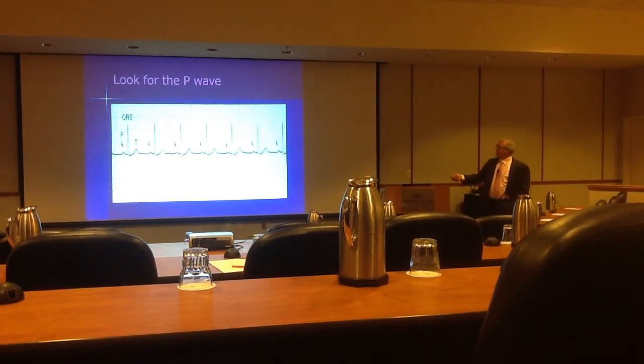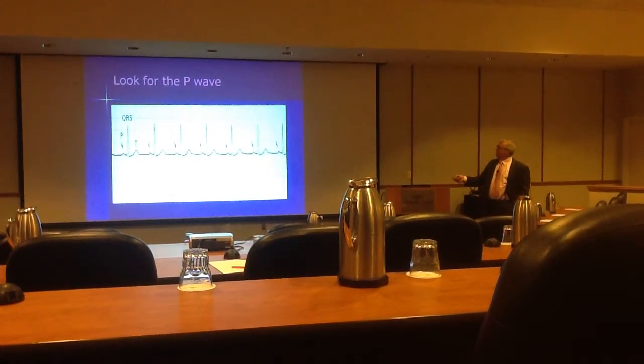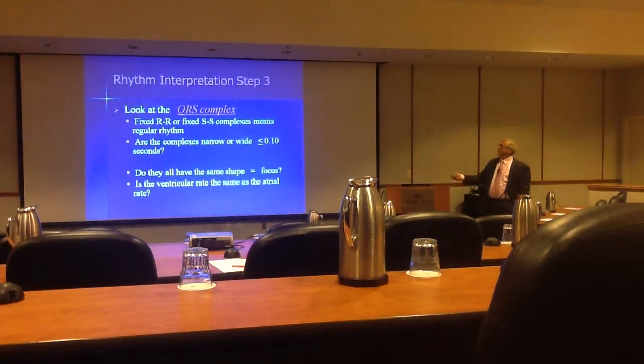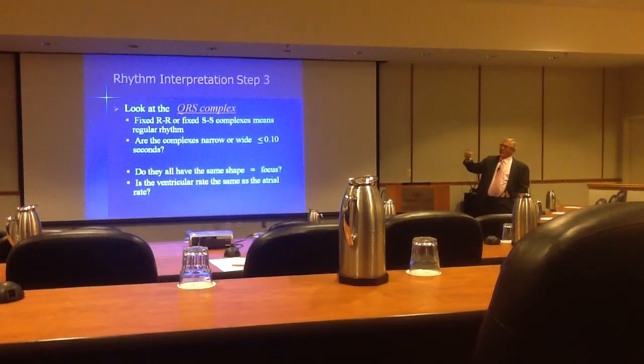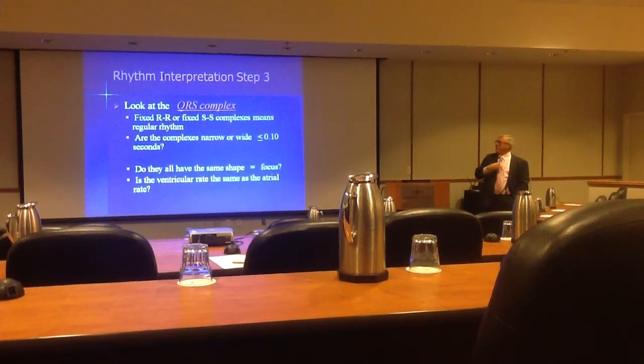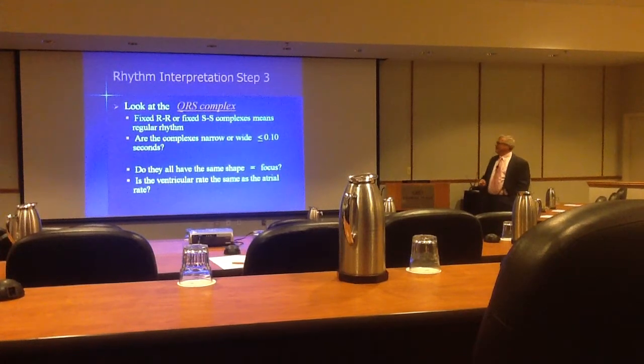So you see all these arrows. Those arrows identify P waves. And if I take a measurement between each one of those arrows, it's always fixed and constant. That tells me that I'm having atrial activity. Then look at the QRS complexes. First off, are they narrow or are they wide? So are they coming from an impulse in the atria, or if they're wide, are they coming from an impulse in the ventricles? And they all look the same. That means they're all coming from the same focus.